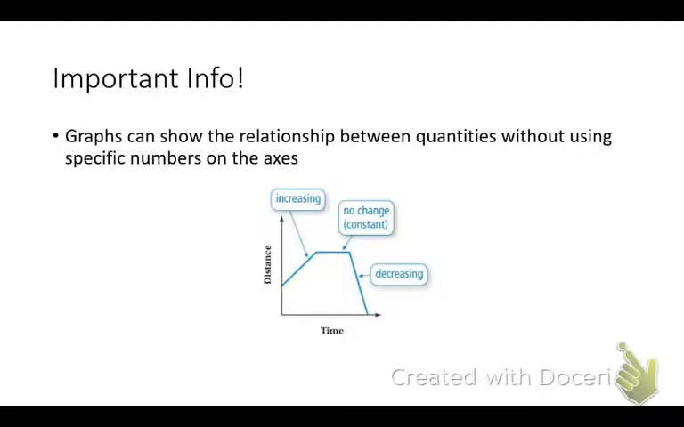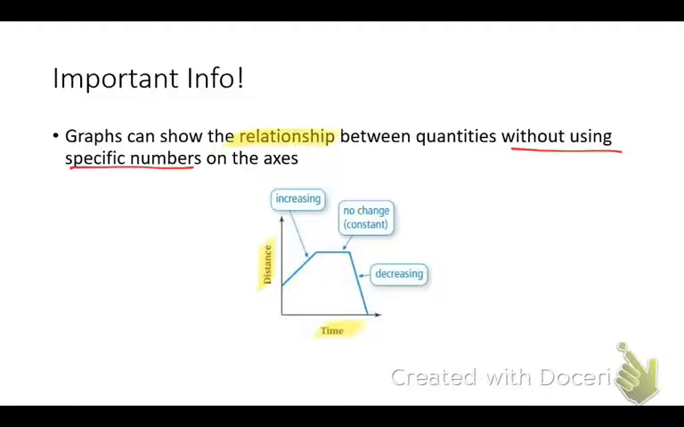Graphs can show the relationship, okay? So whether it's increasing or decreasing or staying the same between two quantities. In this case, it would be distance and time. But here's the key for the whole lesson. You're not going to see any specific numbers on your x-axis or on your y-axis. So I don't care how much time. I don't care if it's been an hour or 2 hours. All I'm doing is just looking at the trend in the values.